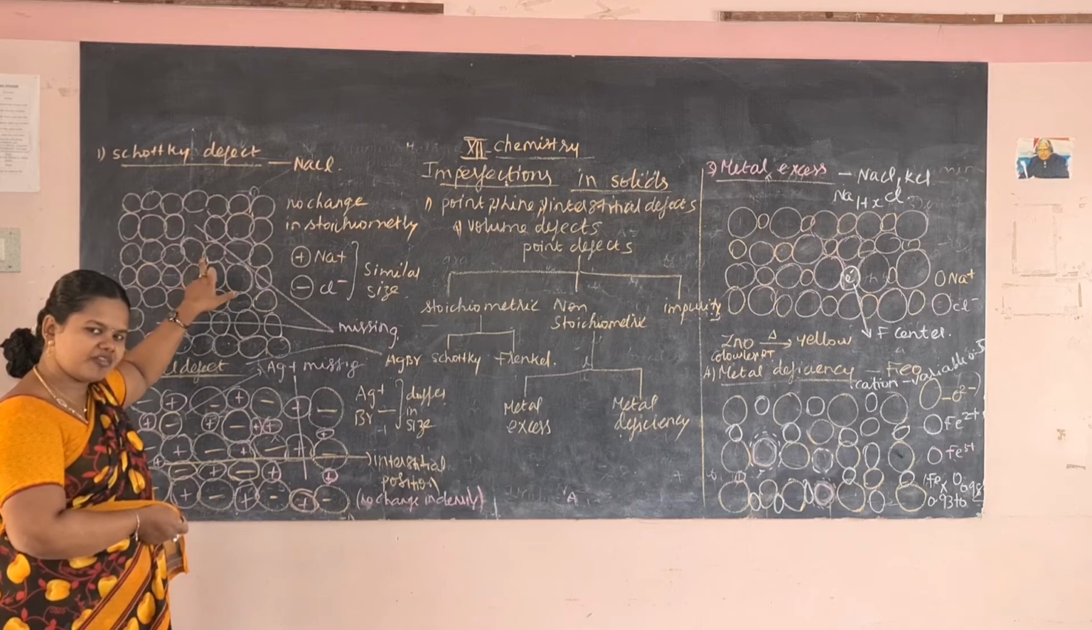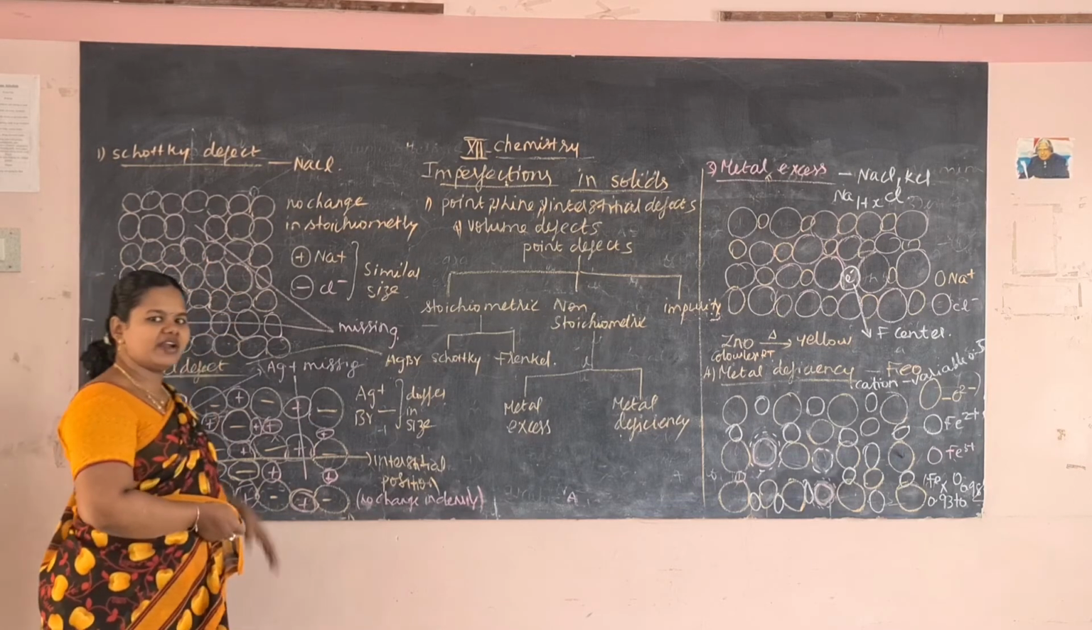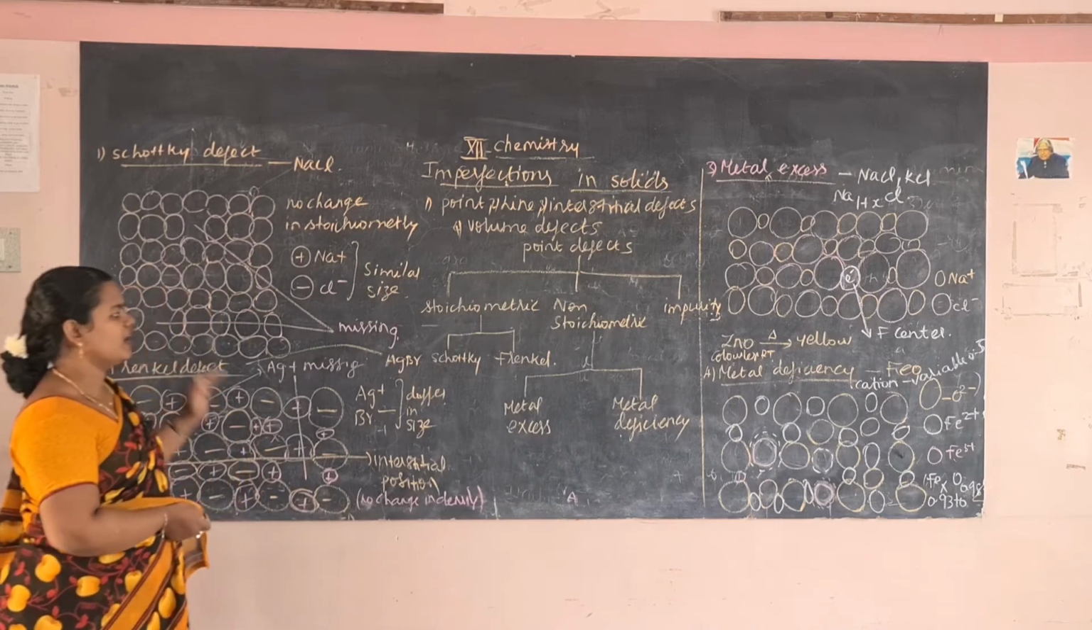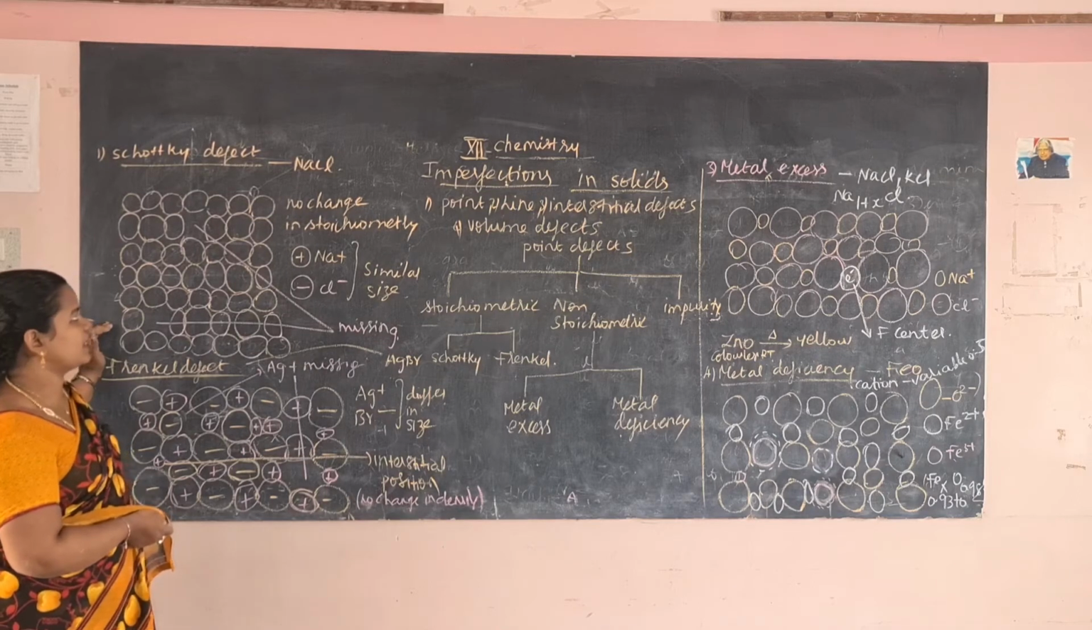This happens when there is a missing of equal number of cations and anions, and the cation and anion are in similar size. So an example for Schottky defect is NaCl.